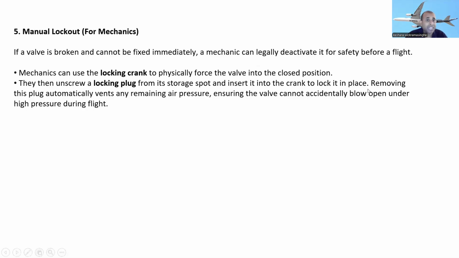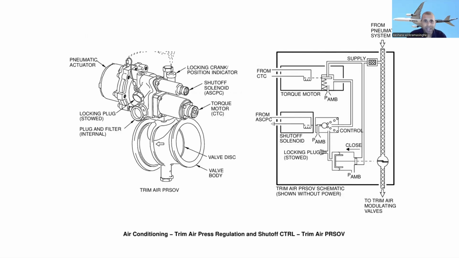So mechanics can use the locking crank. There's a locking crank, so the mechanic can use it to physically force the valve into the closed position. Okay, this valve we can physically force to the closed position. They then unscrew the locking plug from its storage spot and insert it into the crank to lock it in place. Removing this plug automatically relieves any remaining air pressure, and ensures the valve cannot accidentally blow open under high pressure during flight. Okay, all right, so this is the valve I talk about.